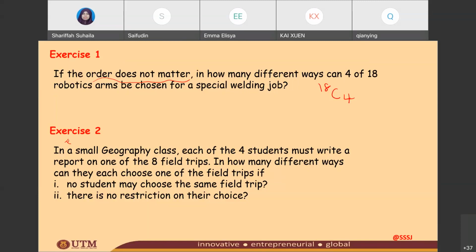Okay, you have a small geography class. Each of the 4 students must write a report on one of the 8 field trips. So how many different ways can they each choose one of the field trips if no student may choose the same field trip? Kekangan dia, no student may choose the same field trip.